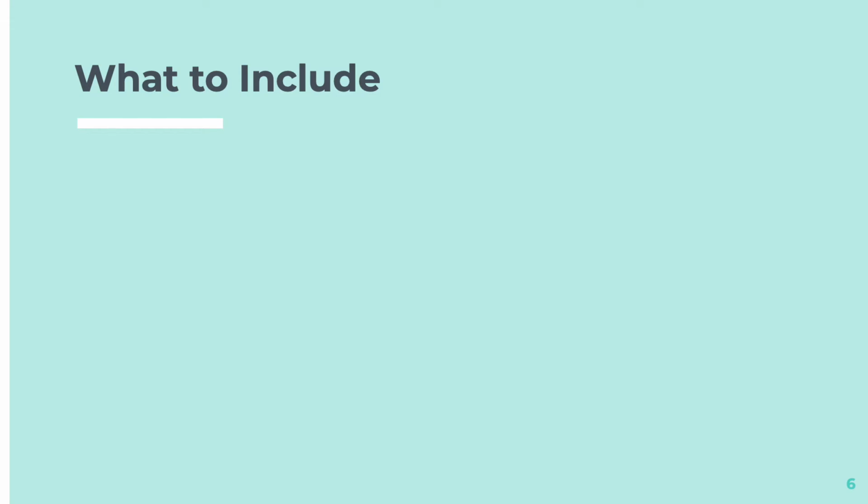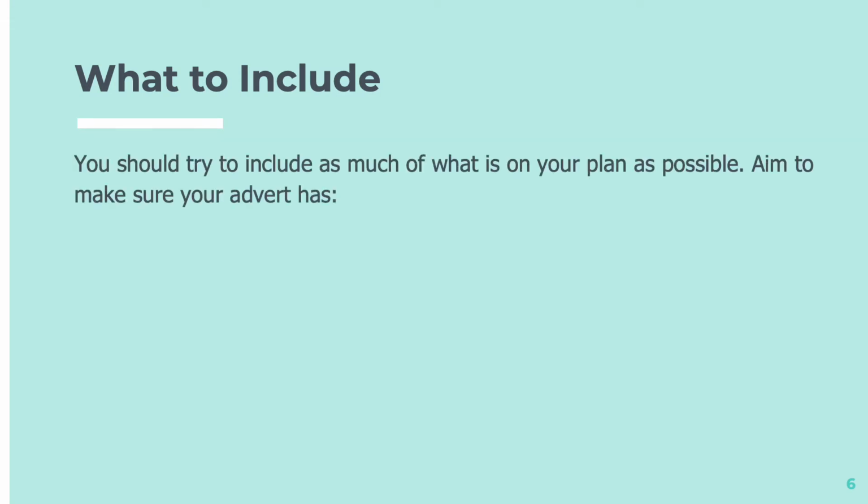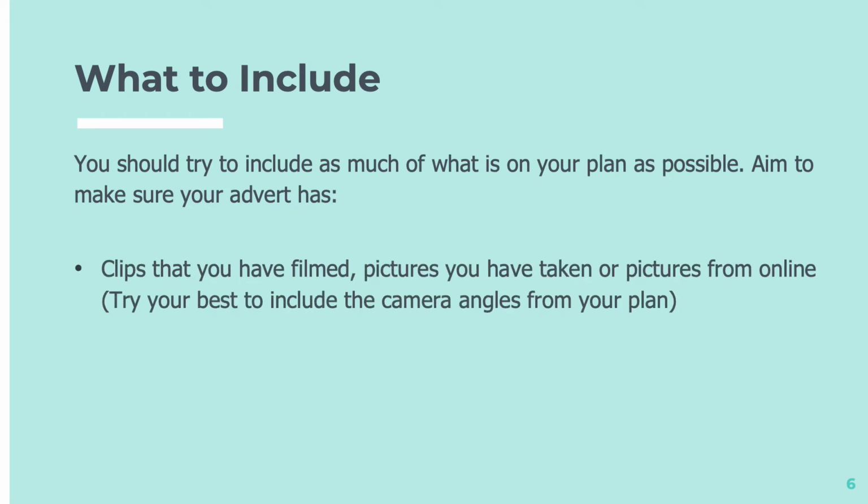So what should you be including in your advert? Well, you should aim to include as much of what is on your plan from last lesson as you possibly can. So you should try and make sure that your advert has clips that you've either filmed or pictures that you've taken yourself or from online. Try your best to include some of the camera angles that you've identified in your plan as being what you would like to include.